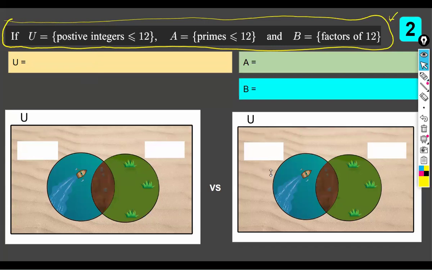Don't worry if you don't understand what all these symbols mean. As I do the question, I will talk it through.